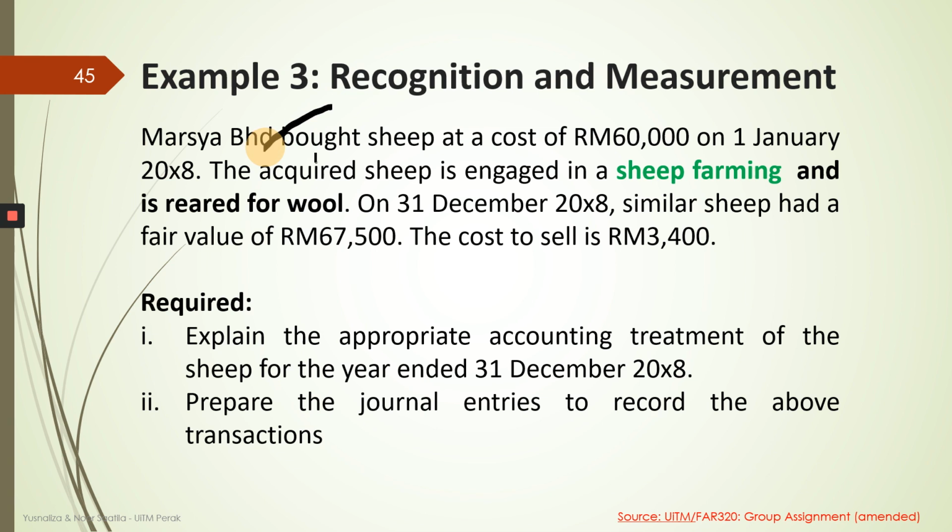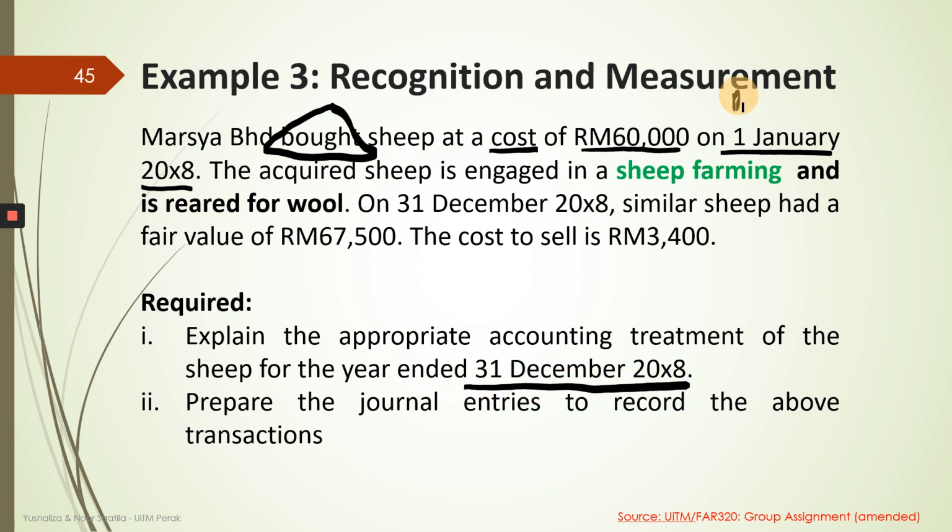Next is the third example, which will be our last example, about Marsha, who bought a sheep. When Marsha bought a sheep, that is not through biological transformation, but because of the purchase or new acquisition, at a cost of 60,000. This is on 1st of January, so this one is the acquisition of a biological asset. And our current period here is 31st of December 20x8.